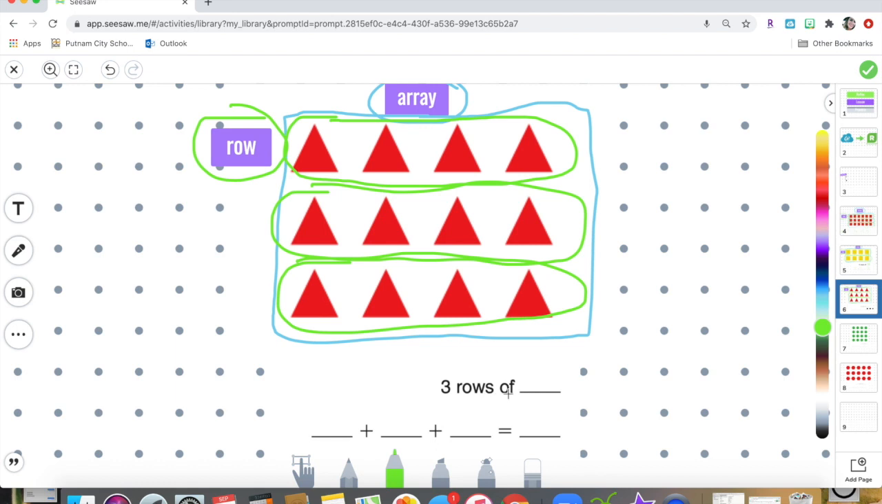3 rows of, so remember we are going to count how many is in each row. 1, 2, 3, 4. So we have 3 rows of 4. So from our last example, we added 4 plus 4 and that equals 8. So now we have 8 plus 4 more. If we count on from 8, 9, 10, 11, 12. So 4 added together 3 times is the same as 12.